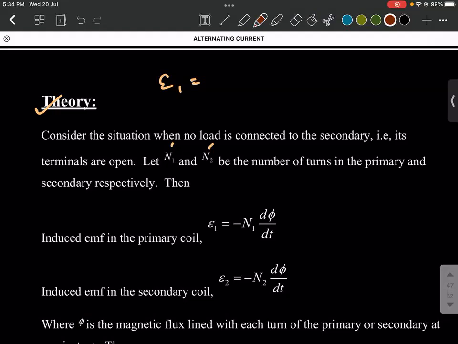So what does Faraday's law tell you? E1 is equal to minus N1 into d phi 1 divided by dt. Then what about E2? Minus N2 into d phi 2 divided by dt. Is that right?